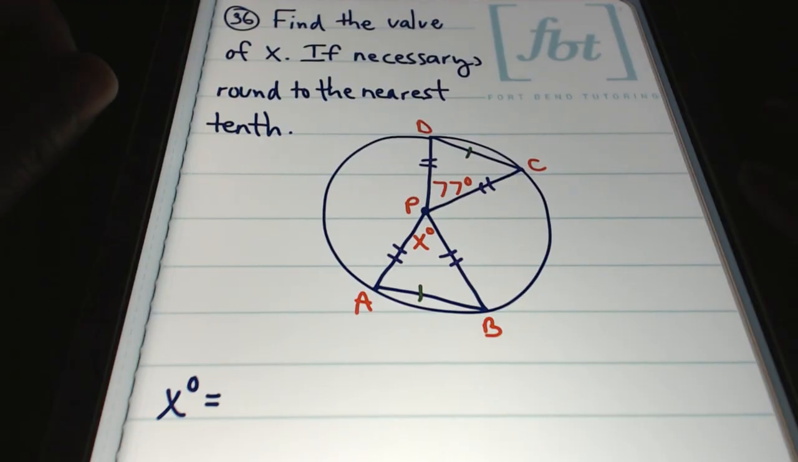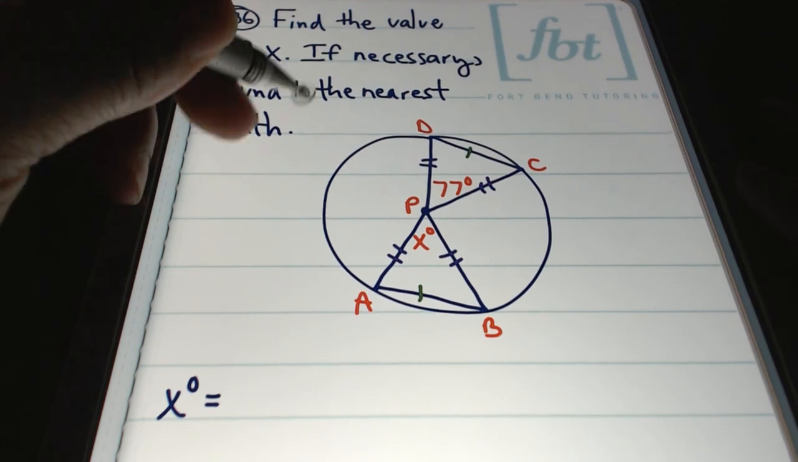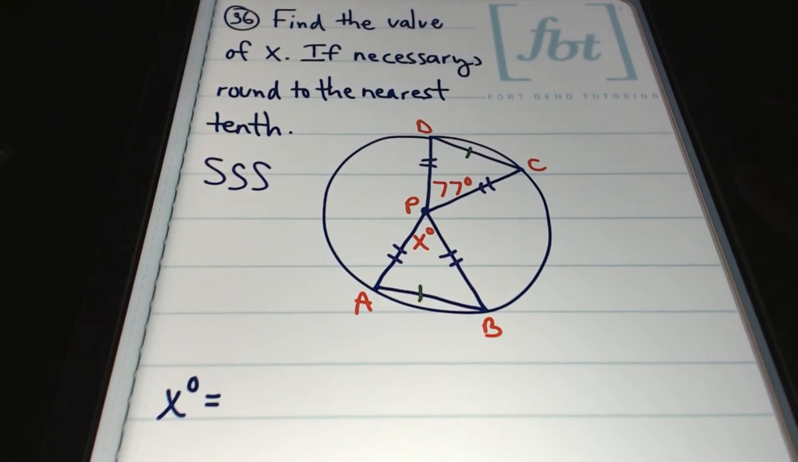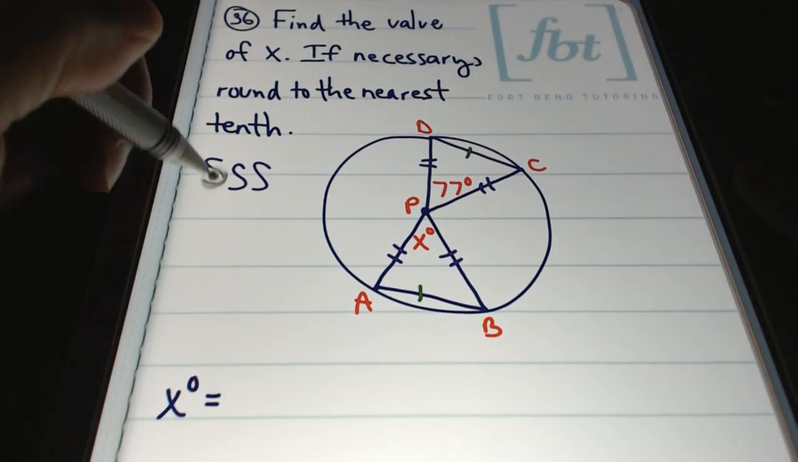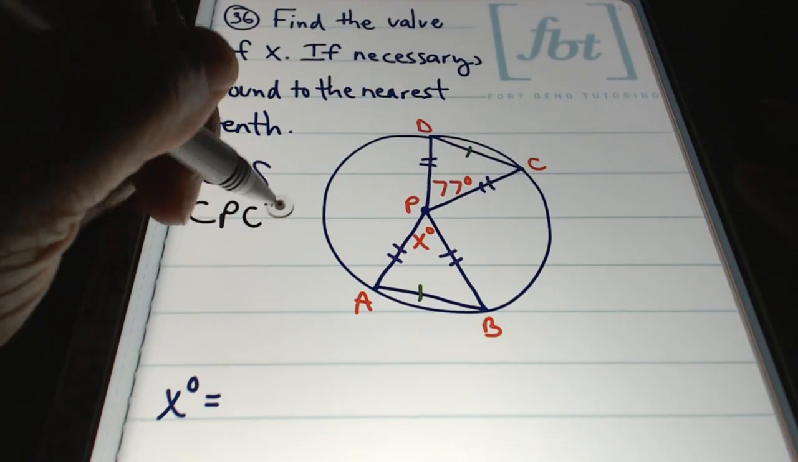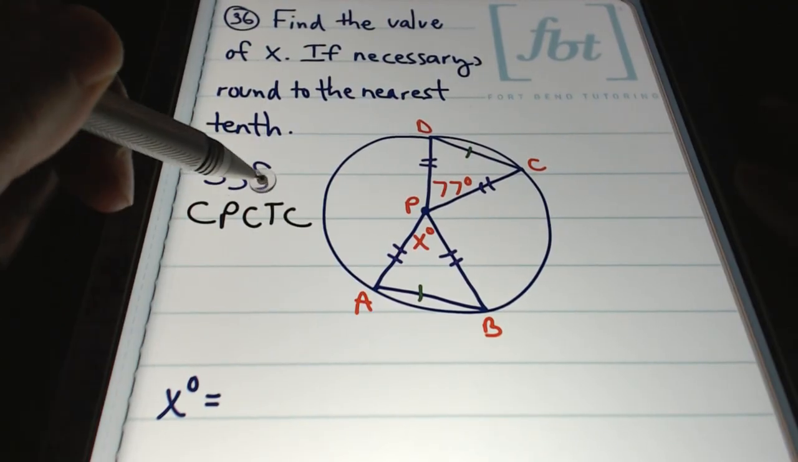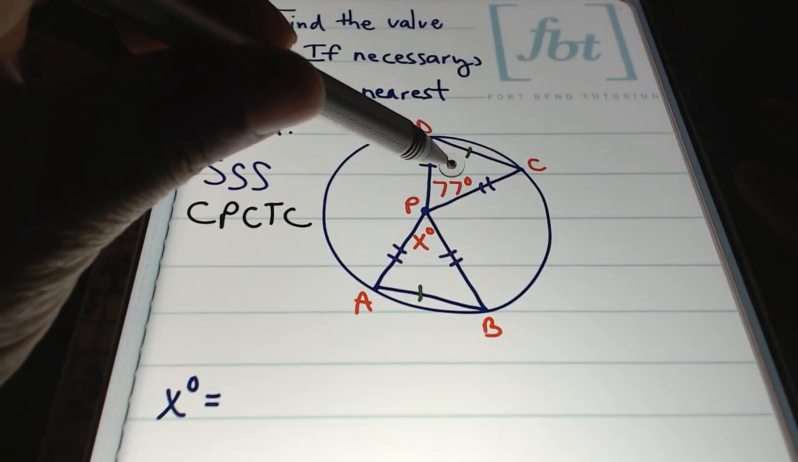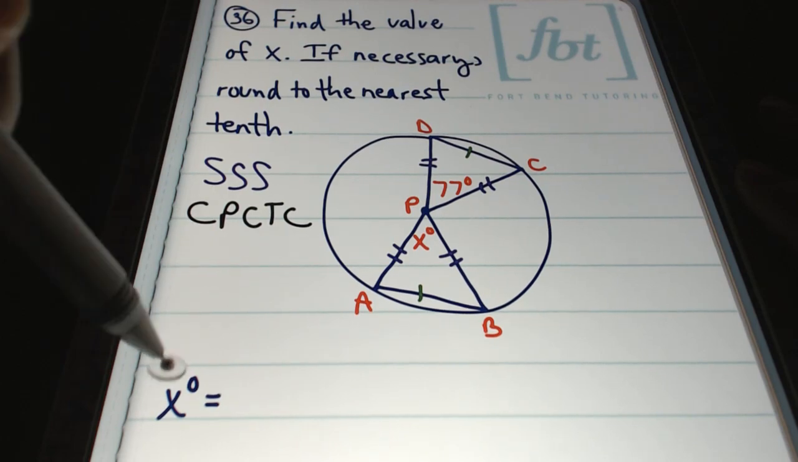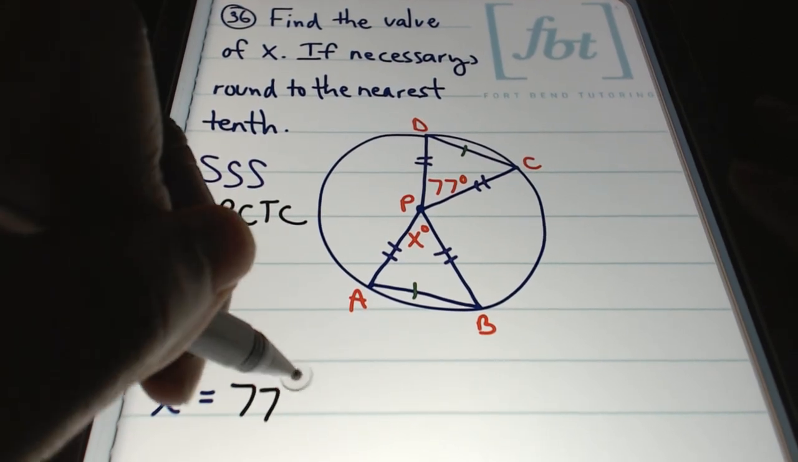And because they're all the same length, guys, notice that we are now looking at congruent triangles based on the SSS postulate. If all the side lengths of two triangles are equal to one another, then you are dealing with congruent triangles. And since I'm dealing with congruent triangles, we can now utilize CPCTC: congruent parts of congruent triangles must be congruent. And if this angle measurement is 77 degrees, then our value for x must also be 77 degrees.